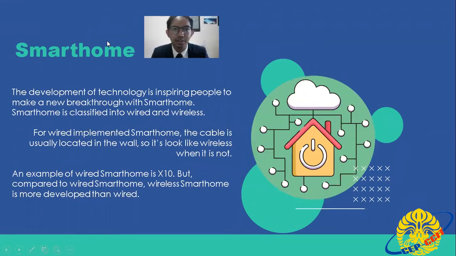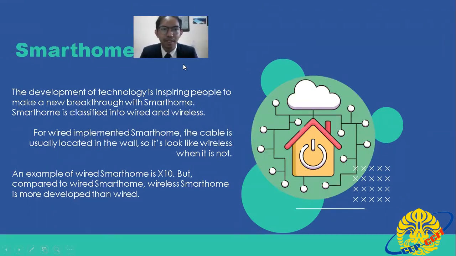So the next is smart home. The development of technology is inspiring people to make new breakthroughs with smart home. Smart home is classified into two types. The first is wired and the second is wireless. For wired smart home implementation, the cables are usually located in the wall, so it looks like wireless, but it is not. An example of wired smart home is Extend, but compared to wired smart home, the wireless smart home is more developed than wired.